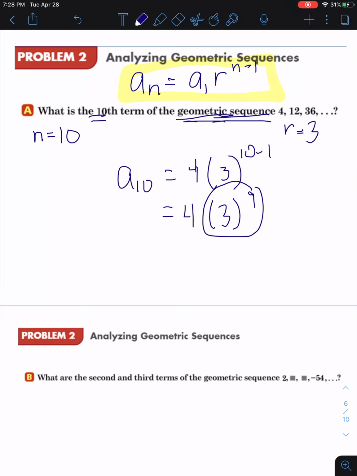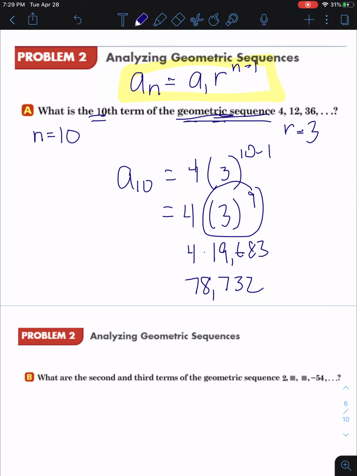Evidently it's moving. So 3 to the 9th power. What is 3 to the 9th power? Okay. 3 to the 9th power, write it on your calculator, is, I can't find my calculator here. Wow. So 3 to the 9th, that's 19,683. And if you multiplied 4 times 19,683, you're going to get 78,732.